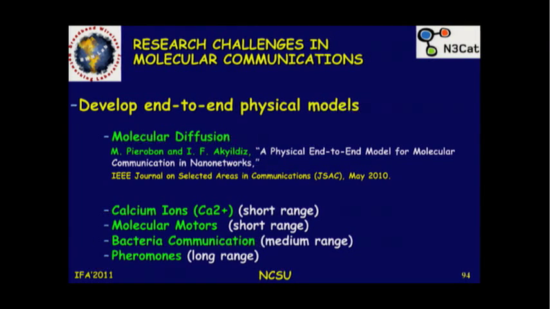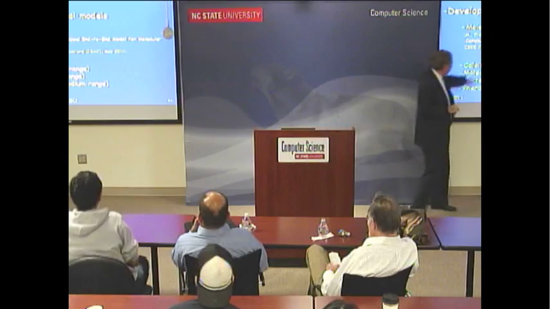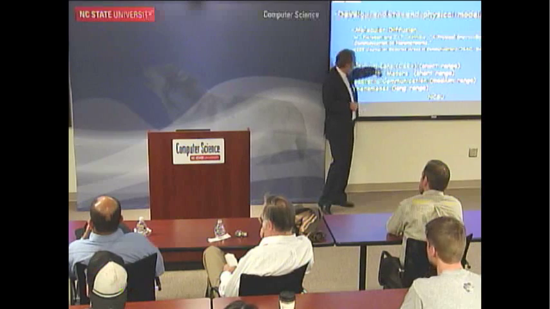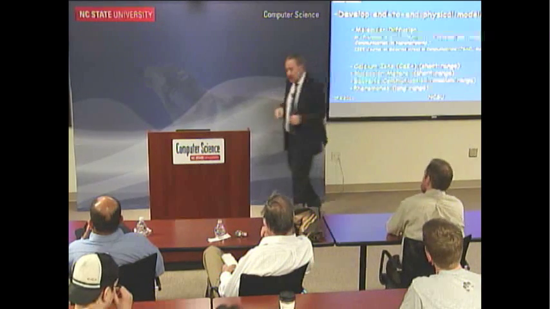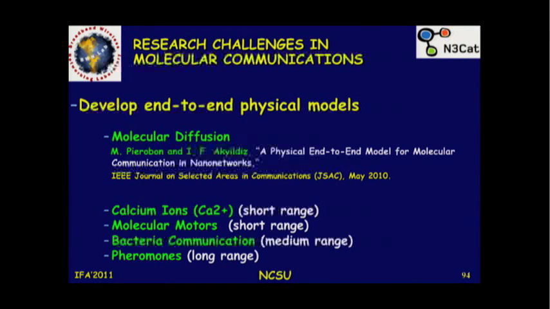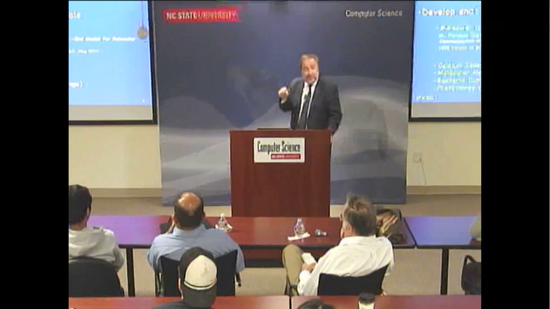I showed you we have this end-to-end physical model, but that's all with generic assumptions. I also presented some particular ways of communication, like molecular motors, calcium ions, pheromones, and bacterial communication. So how can we use our generic basic model and convert it to these? Either we can just simplify it, or you may develop a new model in terms of end-to-end delays and attenuation, etc., for these particular communication paradigms.